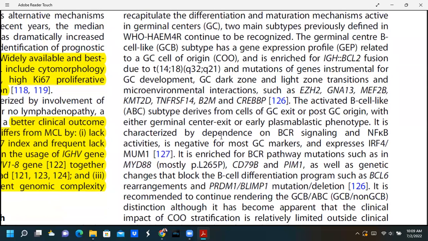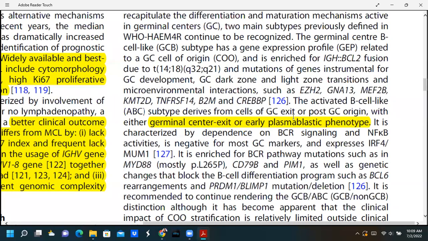The activated B cell subtype derives from the cells of GC exit or post GC origin, with either germinal center exit or early plasmablastic phenotype. So this is basically two types of ABC.